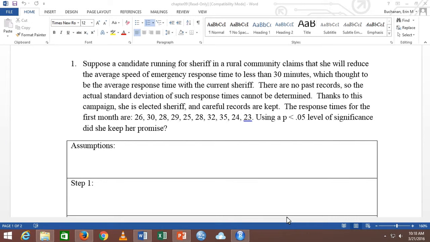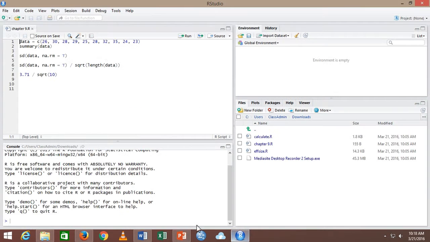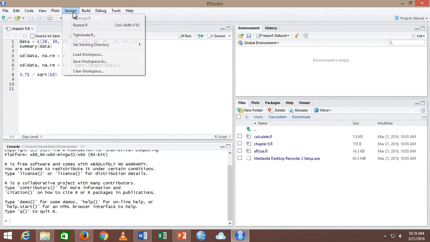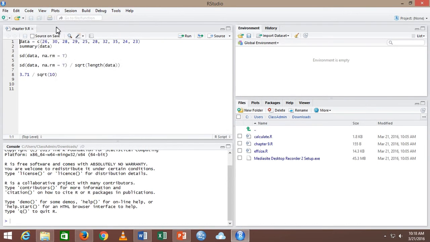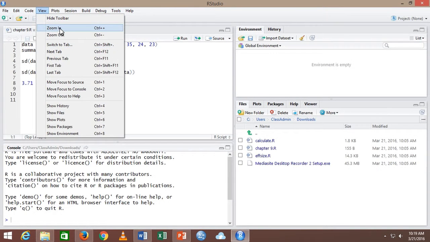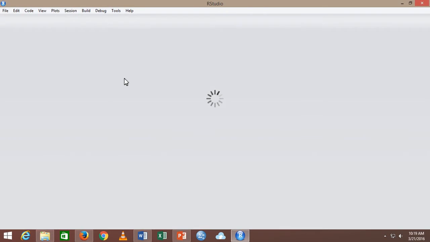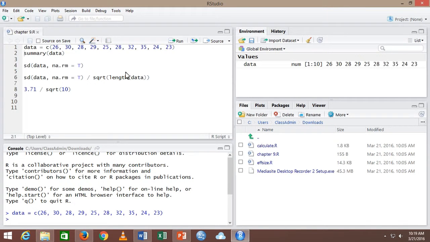All right, so this is the example we've been working on. If you pull up that chapter 9 R script, I have the data in here, and then what we had done to get standard deviation and standard error. Zoom in a little bit more. Be sure you rerun all the lines. I have to have the data in my environment window or nothing's going to happen.